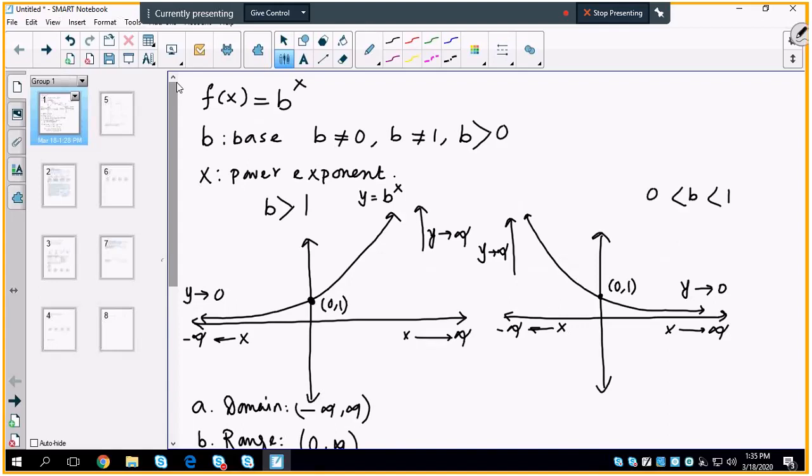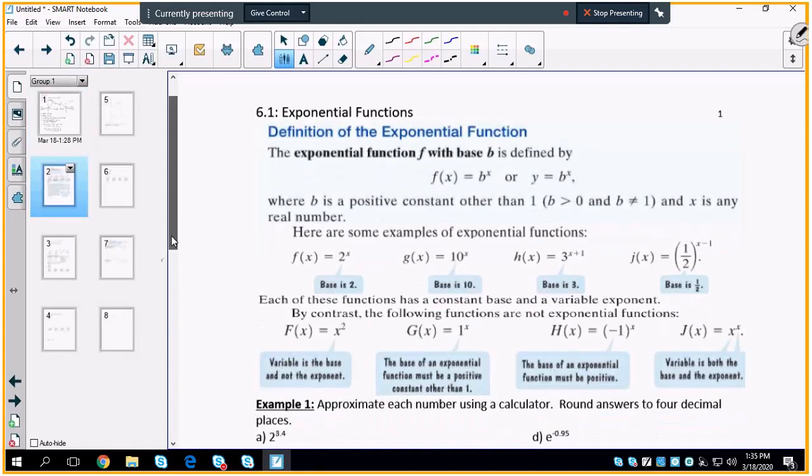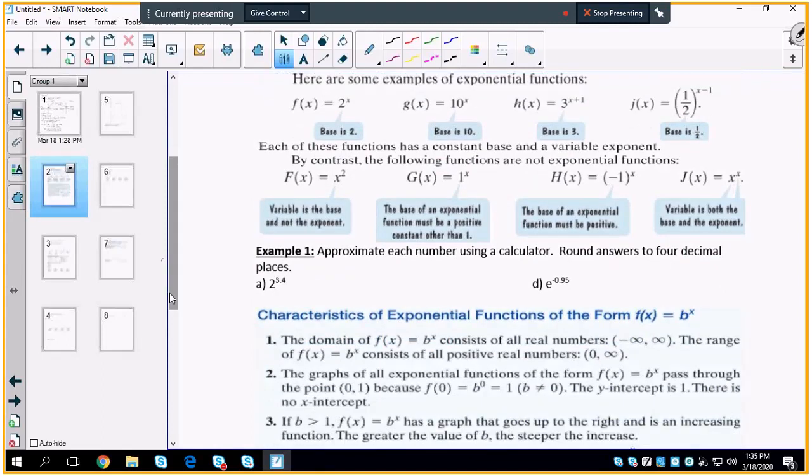So let's start talking about some of the problems that we have. The following are some examples of exponential functions. The first one, the base is 2. The second one, the base is 10. The third one, the base is 3. The fourth one, the base is 1/2. Each of them is a non-zero, non-1, non-negative base. So these are exponential functions.